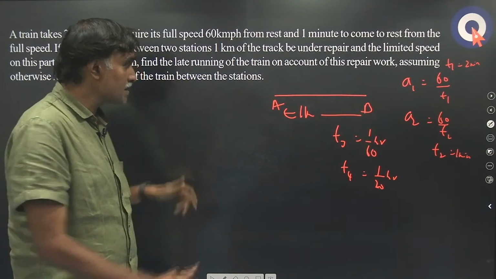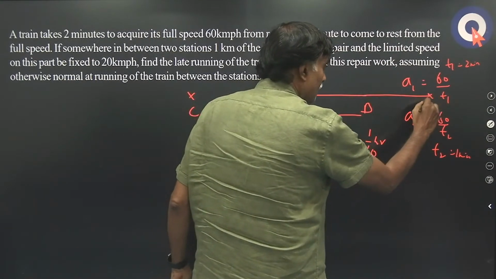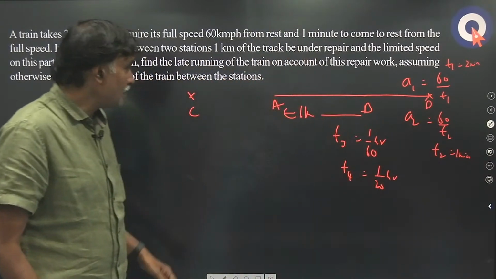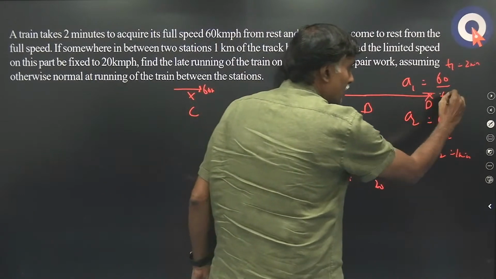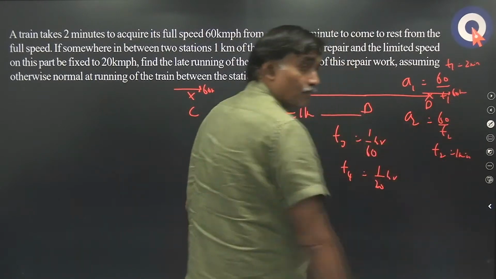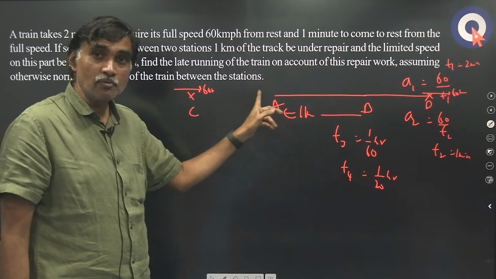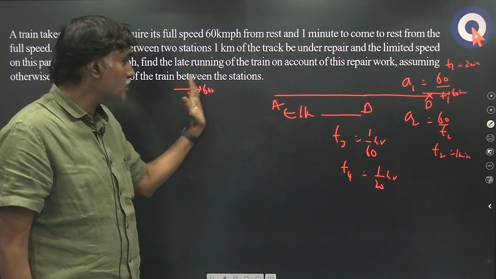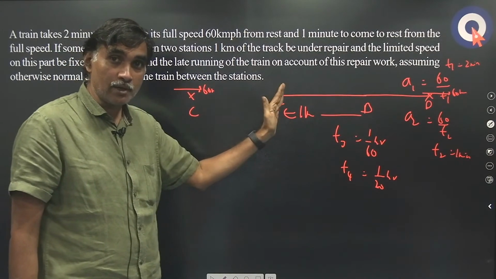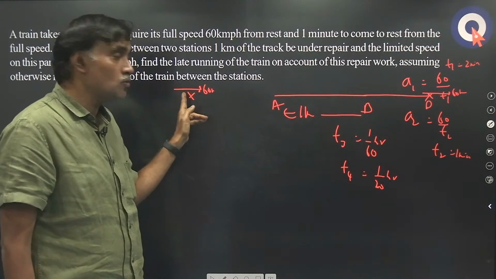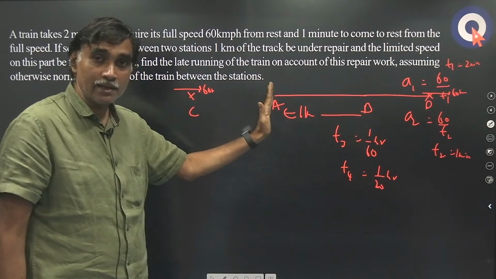So let us say in between we consider some point C and point D afterwards. Then at C its velocity is 60 and at D also it will acquire 60. But by the time it comes to A, its velocity should become 20 kilometers per hour. So from here to here it should retard. If it had traveled at 60 kilometers per hour, it would take less time compared to when its velocity decreases from 60 to 20 here. So here there is some time lag.